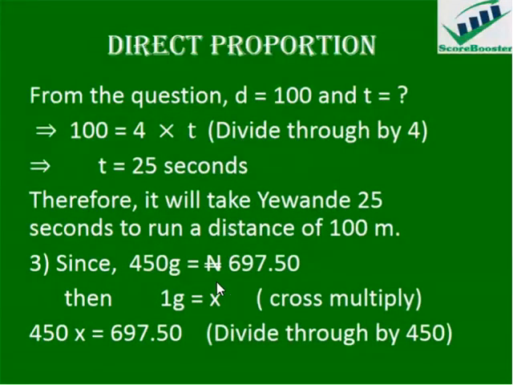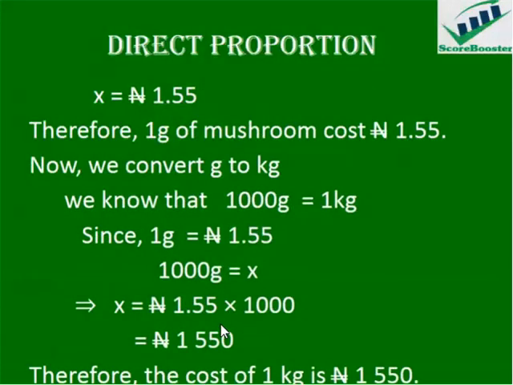And I told you that the unit will be what? Naira. Since x is under the column of naira, you can see this is gram, so this is going to be naira. So a gram of mushroom is sold for 1.55, that is 1 naira 55 kobo. So we already know the amount they sell 1 gram of mushroom.